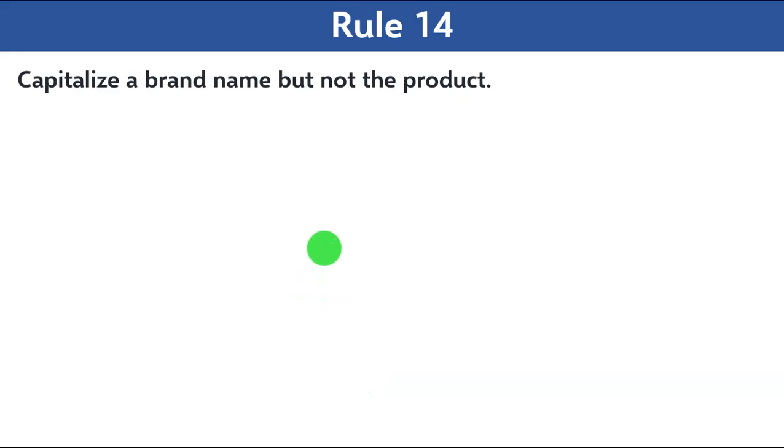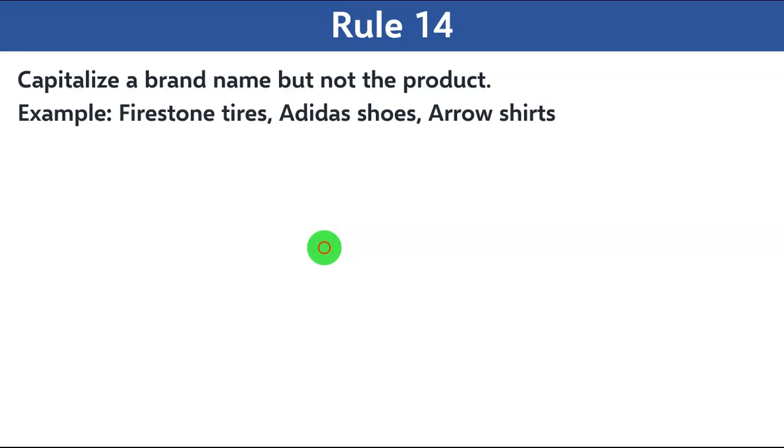Capitalize the brand name but not the product. That's important, friends. Capitalize the brand name but not the product. Example, Firestone Tires. Firestone is the brand name. Tires is the name of the general product. That will not be capitalized. Adidas Shoes. Adidas is the name of the brand. Shoes will not be capitalized. Arrow Shirts. Arrow is the name of the brand. Shirts will not be capitalized.